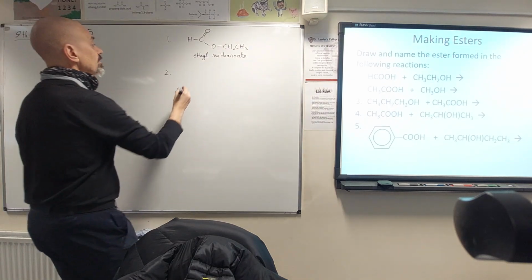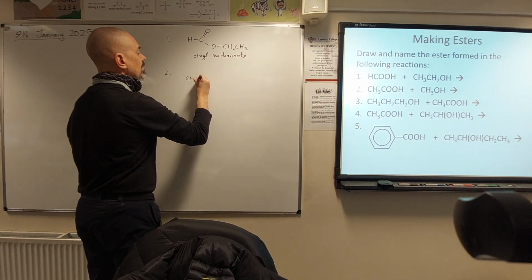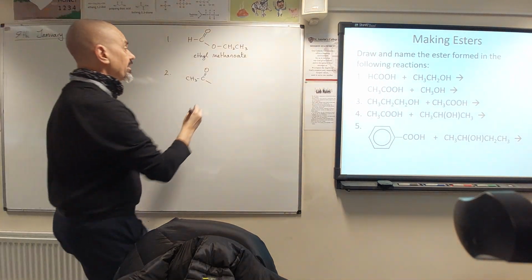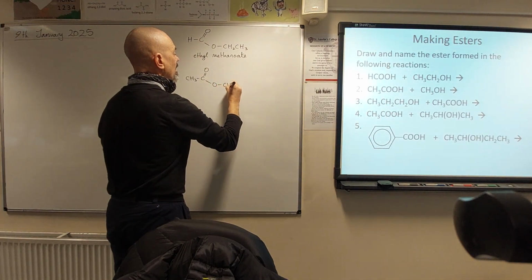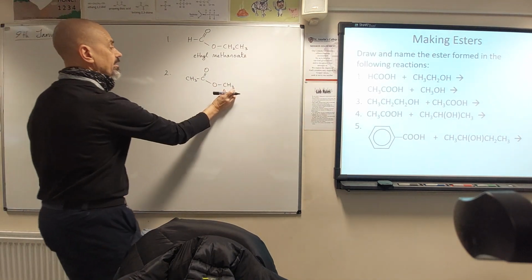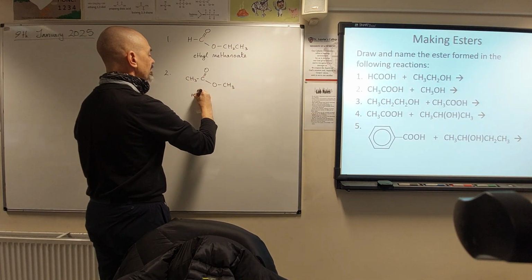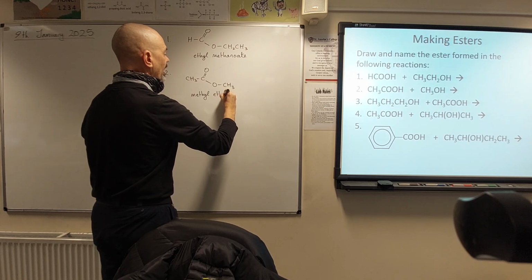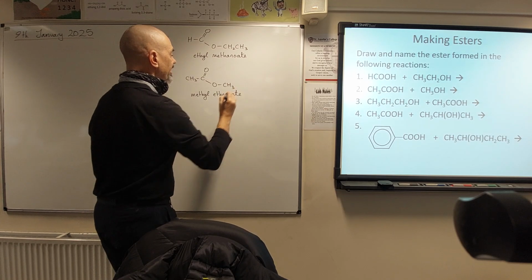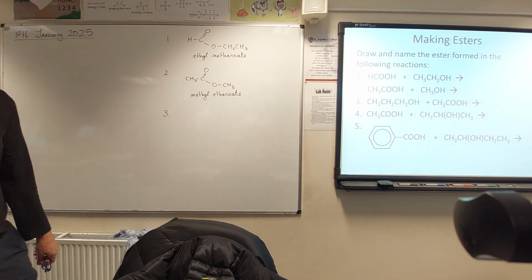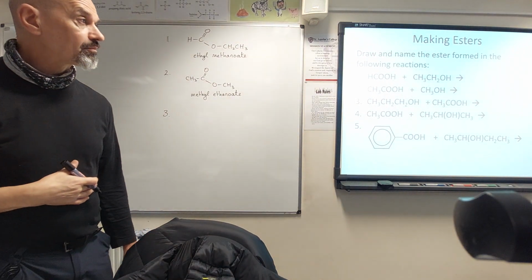Question 2, I've got my acid group there, and then just a one carbon alcohol on the end. So now I've got a methyl group here, so methyl, and then a 2-carbon group here, ethanoate. So you can see how naming esters could get confusing. If you get these the wrong way around, you have to know what you're doing.